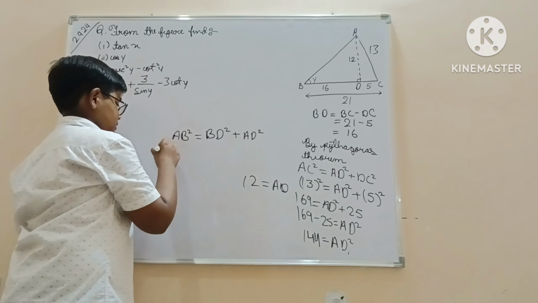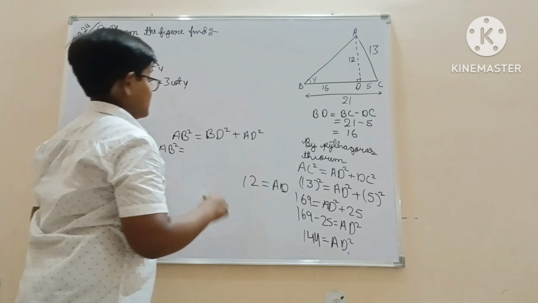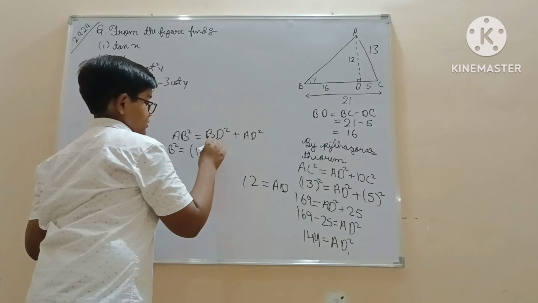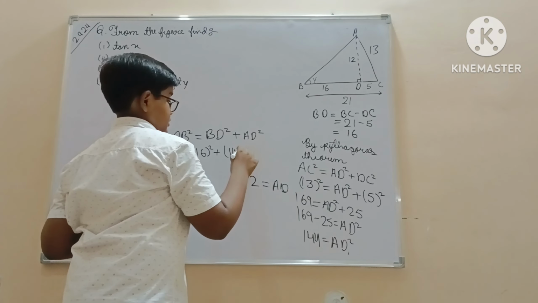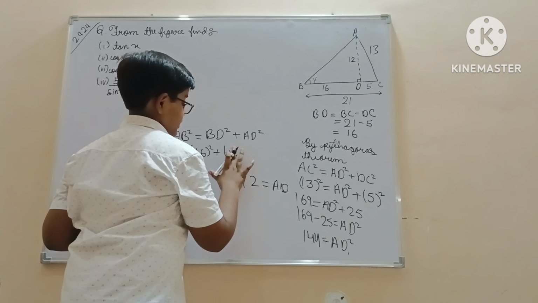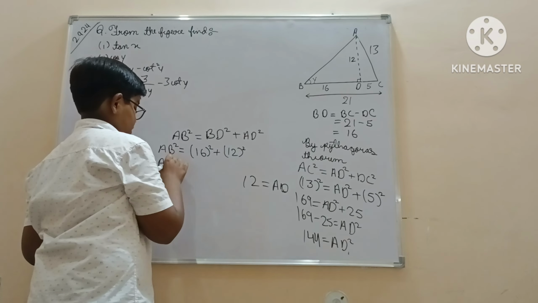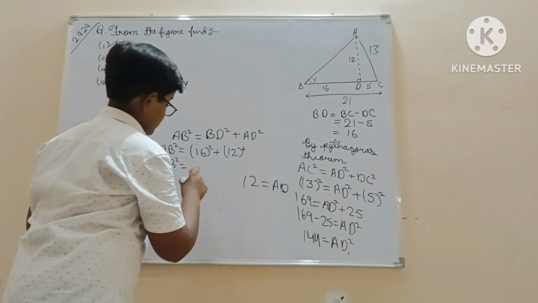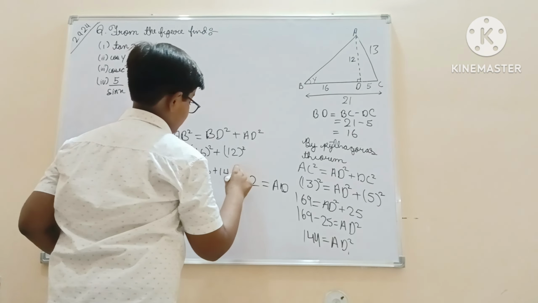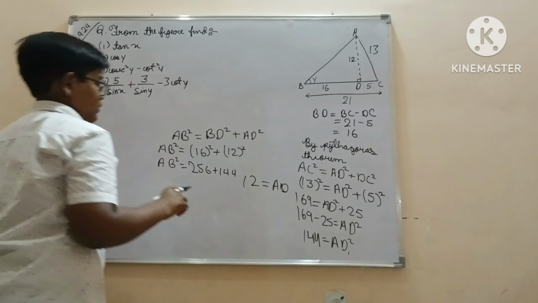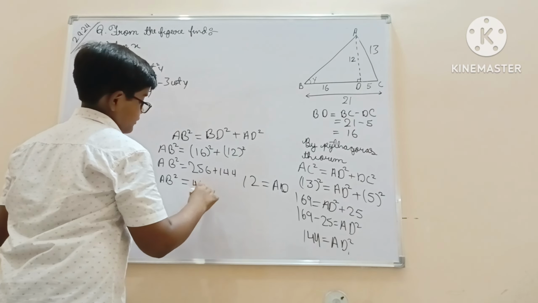Now AB square will remain as AB square because it does not have its value. We will find it. BD line is 16 square plus AD is 12 square, which is 144. AD is 12, 12 square is 144. So now AB square will give us 16 square is 256 plus 12 square is 144. So 256 plus 144 is 400 and it will give us 400.